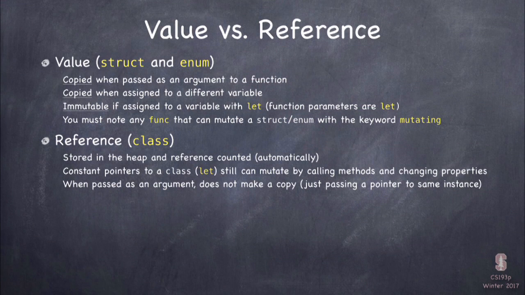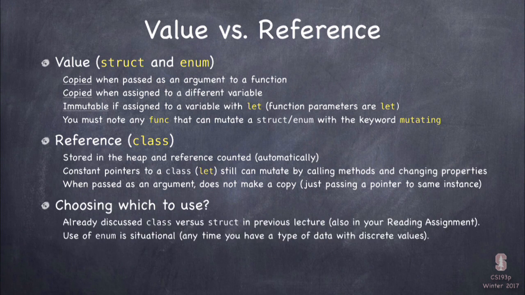Now, a reference class is pretty different in that it gets stored in the heap somewhere with a pointer to it. When you pass it around to a function or assign it to another variable or something like that, you're just passing a pointer around to it. And by the way, when you say let x equal a reference type, you can still send it messages that will mutate it. All you're saying is the pointer can't change, but what it points to can always be changed. Now, reference types are what you're used to. Most languages that have object-oriented programming use reference types. Reference types are a little bit Wild West.